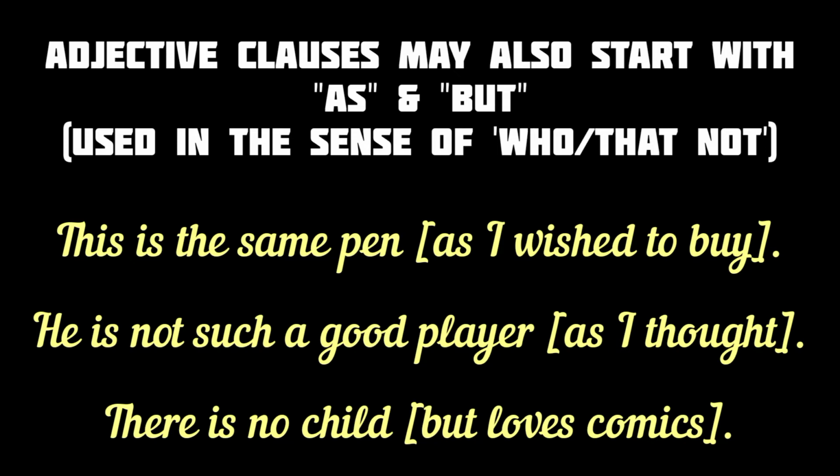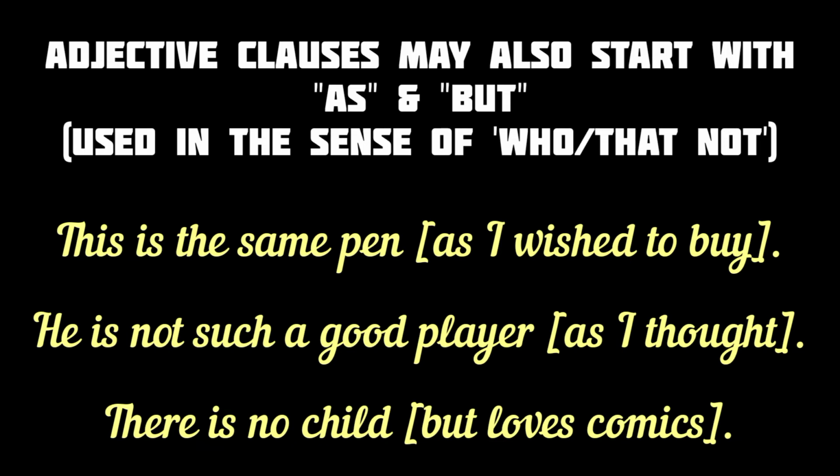For example, this is the same pen as I wish to buy. Here, "as I wish to buy" is the adjective clause describing the noun "pen". Then, he is not such a good player as I thought. Here, "as I thought" is the adjective clause describing the noun "player". And the main clause is "he is not such a good player".